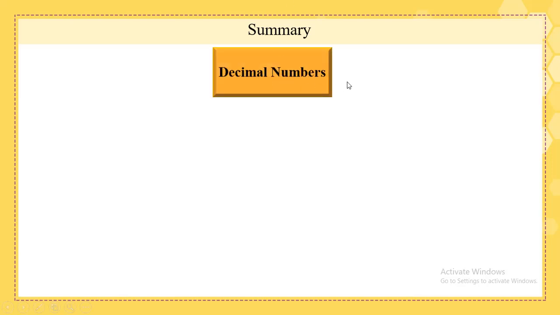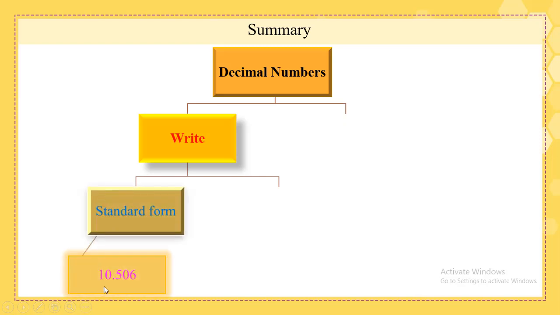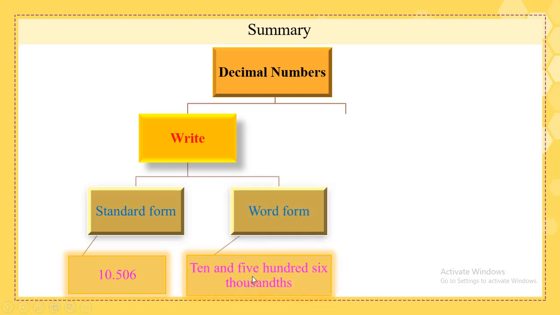The summary of this chapter till now is: in decimal numbers, we learned how to write a decimal number in standard form, such as 10.506. In word form, it is written as 10 and 506 thousandths. We also learned how to read it.